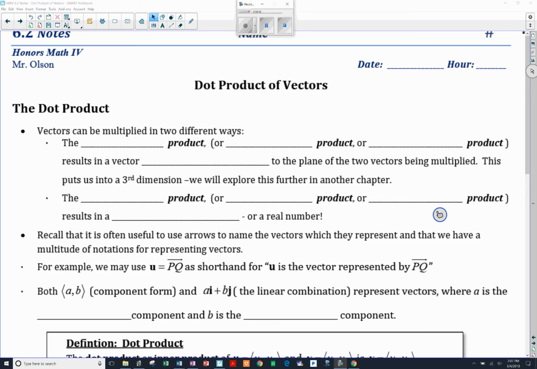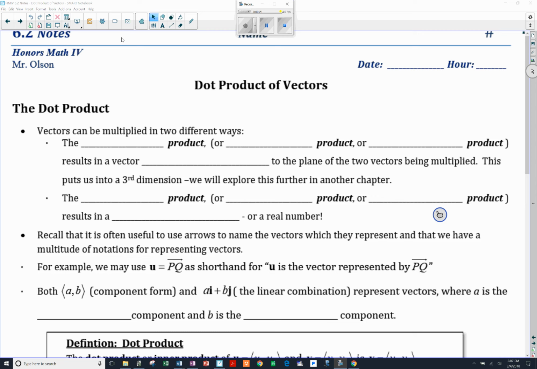Okay, we're going to go through our second section about vectors in Chapter 6 here. This is section 6.2, titled The Dot Product of Vectors. And we're going to see how that ties into our problems with work and force.